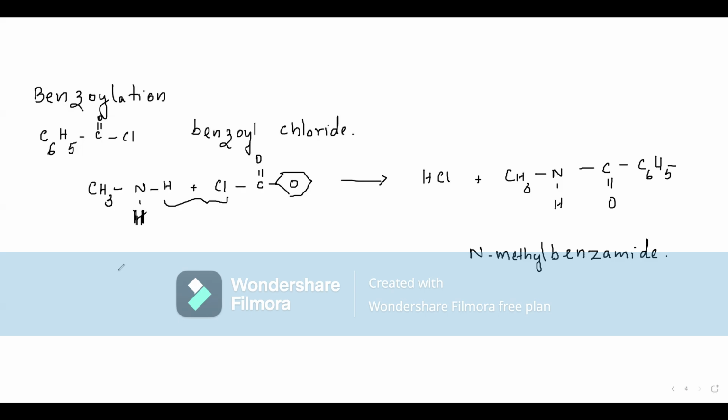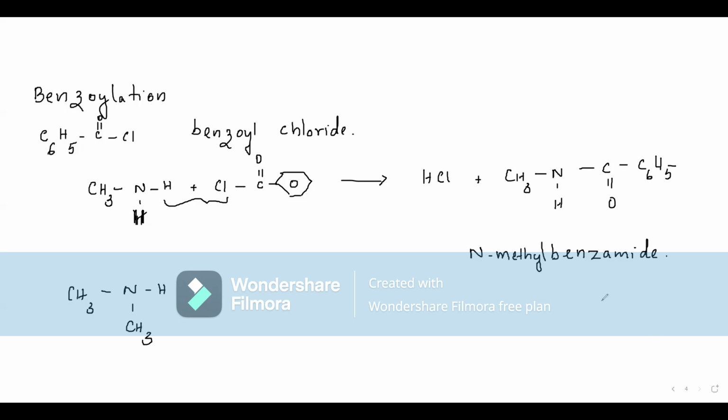Benzamide. You can try this with a secondary amine also. I'm leaving it to you. Write it down and practice with a secondary amine. N,N-dimethyl benzamide will be the product.